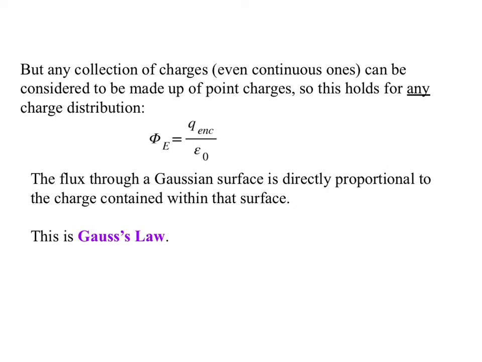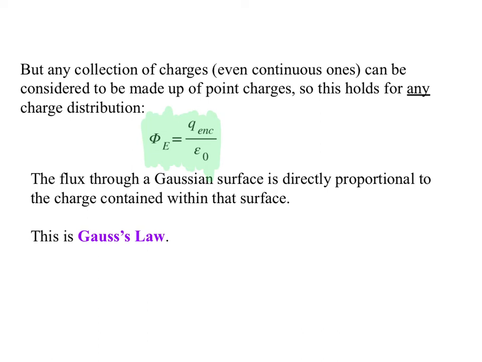But any collection of charges, even continuous charges, can be considered to be made of point charges. So this holds for any charge distribution. And we are finally and at last at the important bit. This is Gauss's law, that the electric flux through a surface is exactly equal to the enclosed charge over some constant, that the flux is proportional to charge. The flux through a Gaussian surface is directly proportional to the charge contained within that surface.